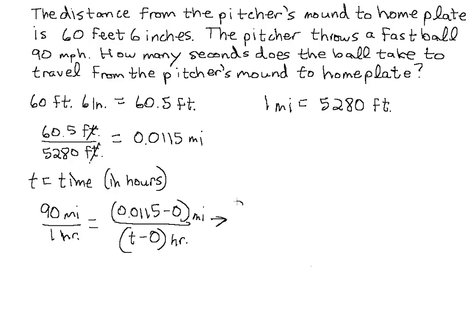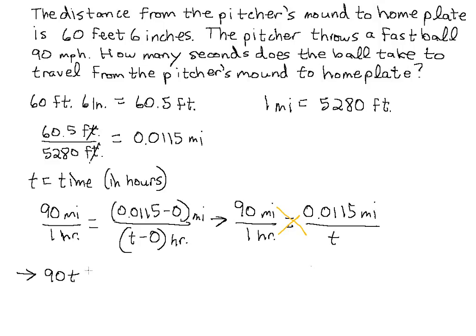Let's subtract this out, even though it's kind of a moot point. 0.0115 minus 0 is 0.0115 miles, divided by t minus 0, which is just t. It's given in hours, so we don't even need to write hours. Our time is going to be in hours. Now we can simply solve for t by cross multiplying. We should know how to solve proportions. We did a whole section on them, so go back and review those in case you need a refresher.